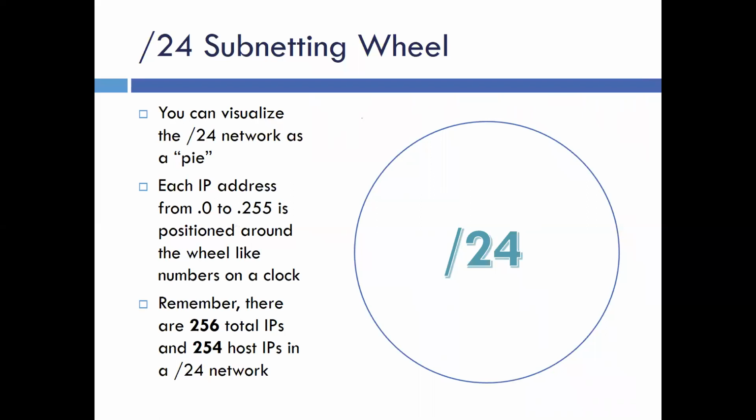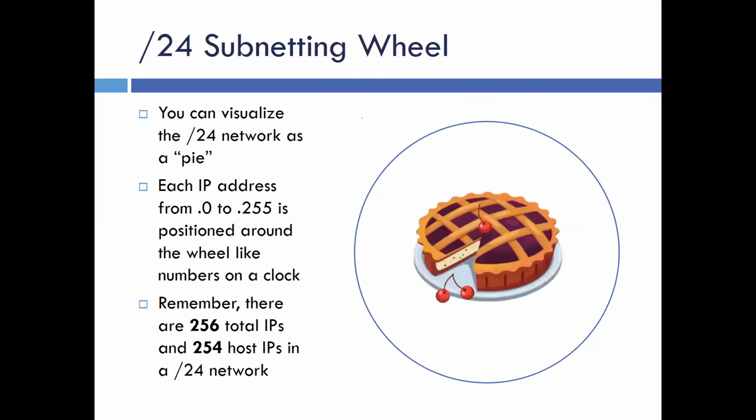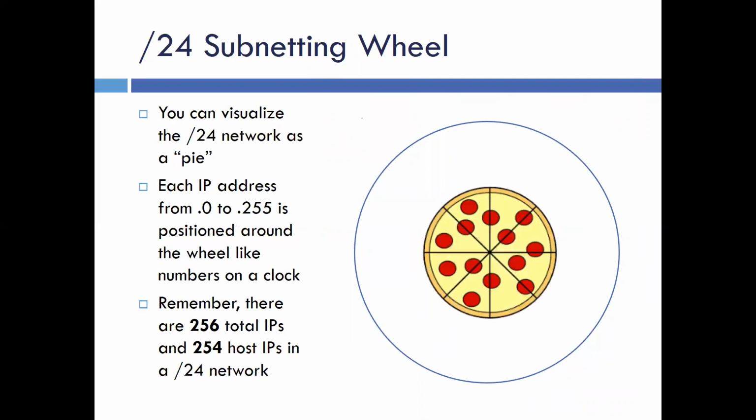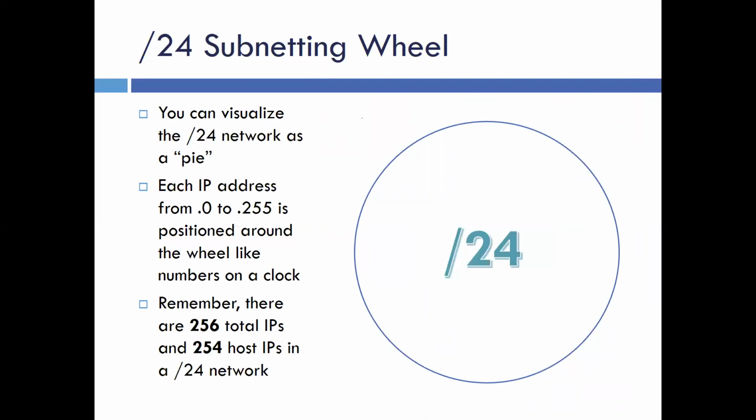Another way I like to visualize a /24 is by constructing a subnetting wheel. I like to think of it as a pie. I might think of an apple pie, a blueberry pie, or even a pizza pie. Just like we slice a pie into smaller pieces, we can also slice a /24 network into smaller address ranges.